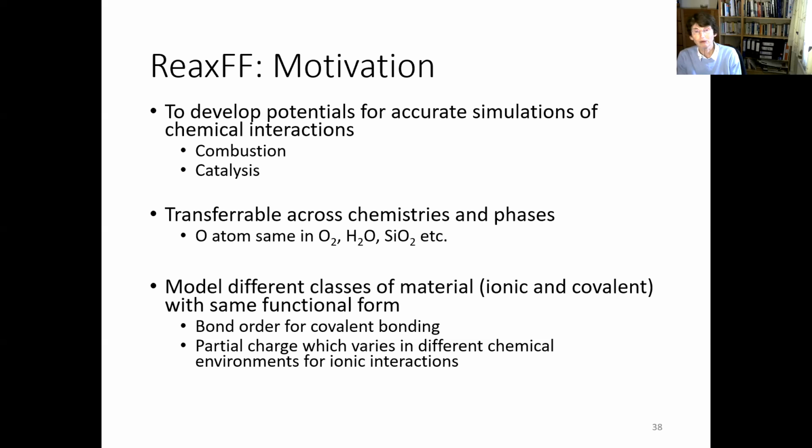That means you want to be able to use the same functional form for covalent materials and for ionic crystals and anything in between. I think we're all aware that when we talk about covalent materials and ionic materials, actually most of them are somewhere in between. There's a certain amount of covalency and a certain amount of ionicity. So these potentials claim, or would like, to be able to capture this.